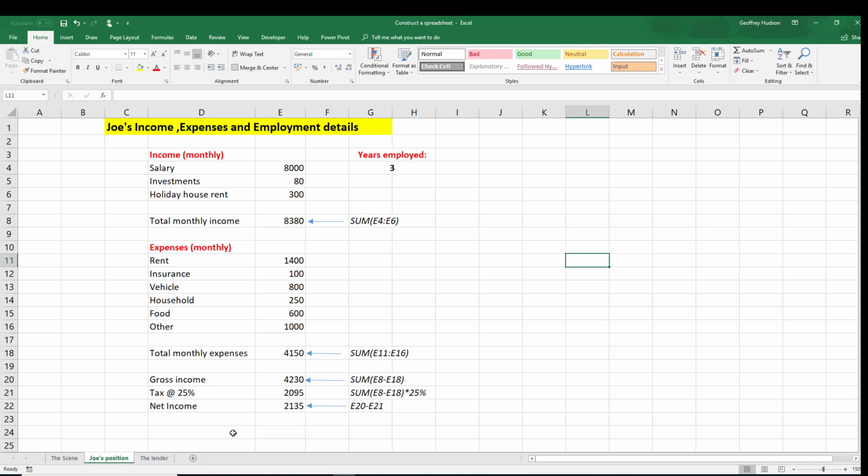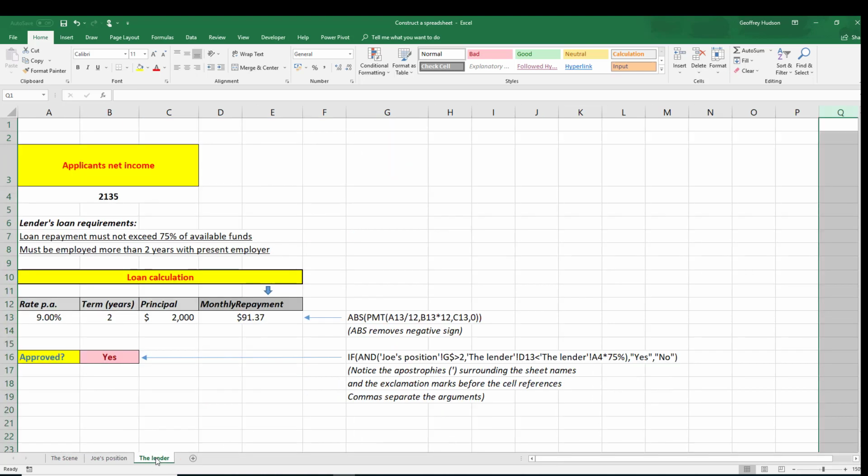So Joe takes this particular set of information after he prints it out to the lender, and this is how the lender works out whether or not the loan will be approved. The lender has certain loan requirements, as they all do. The loan repayment must not exceed 75% of his available funds, the $2,135, and he must be employed for more than 2 years with his present employer.